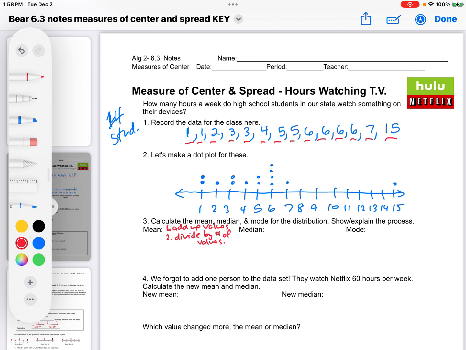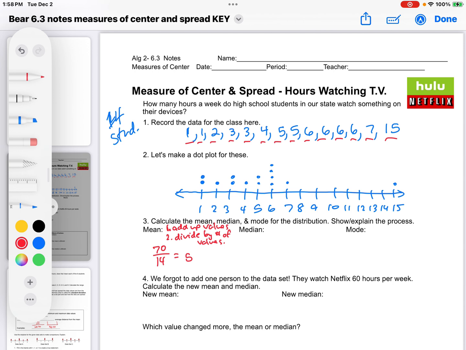So go ahead and take your calculators, let's just do this real fast. Let's see, 6 plus 4, 10, 24, 7, and 15. All right, add all those up, I get 70. We're going to divide that by 14. 70 divided by 14 is exactly 5. So our mean is 5.